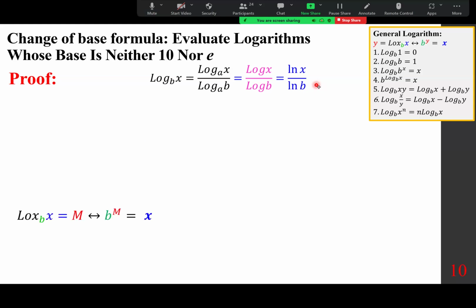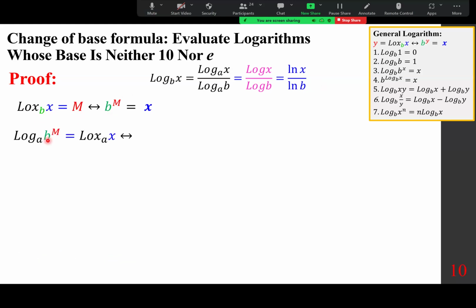As you recall, we said log x base b, let's say it's m, so b to the power of m is x. So we just stick with that. So log base a of b to the power of m, if I take the log of this expression now, both sides with respect to a, this one becomes log base a of b to the power of m, this becomes log base a of x. So take a log of both sides.